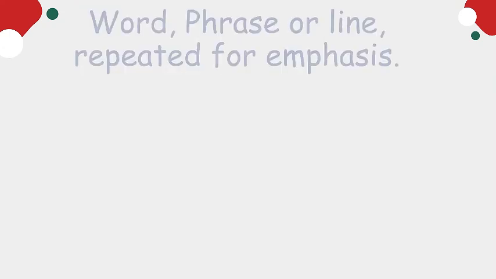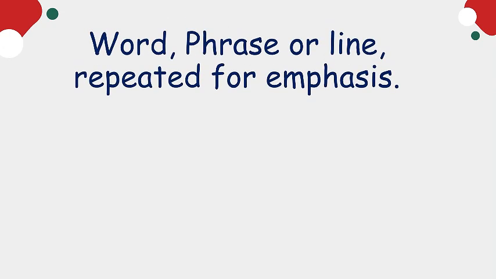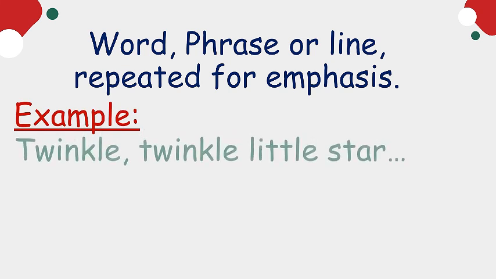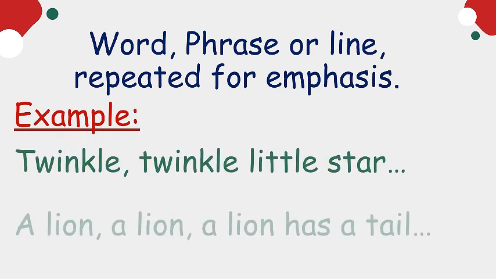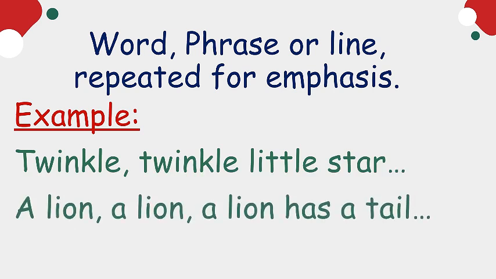Repetition. Word, phrase, or line repeated for emphasis. Example: twinkle, twinkle, little star. A lion, a lion, a lion has a tail. These words, twinkle and lion, are repeated for emphasis.